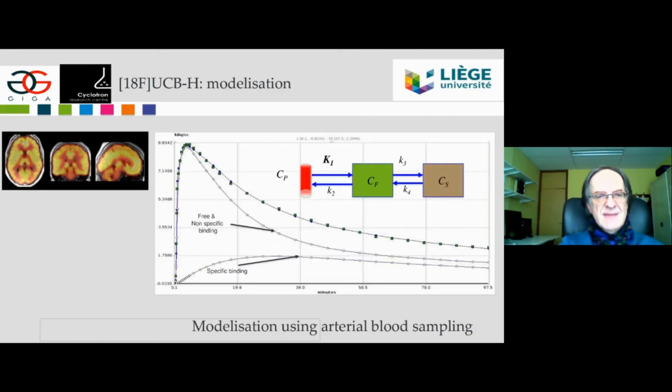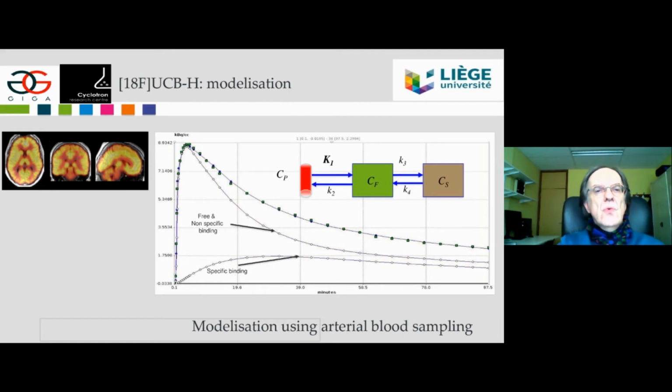To get that, you will have a modelization. So this modelization starts with a dynamic acquisition of activity over time, which gives you a time activity curve, which can be seen here with the squares.